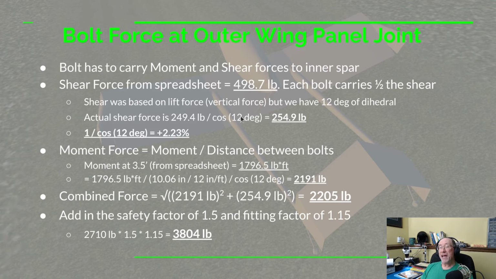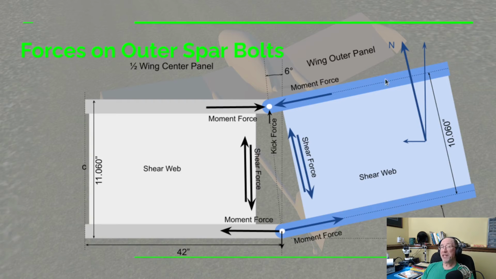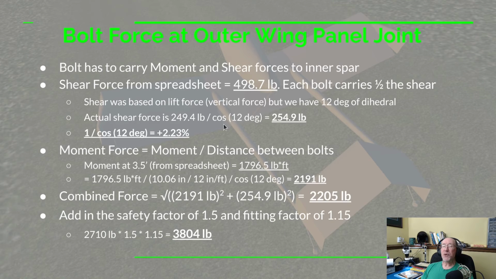And that's because we have quite a bit of dihedral on the outer wing panel. So that shear is calculated using lift, and that lift is straight up and down. But that shear really needs to be calculated normal or perpendicular to the axis of this wing panel out here. Now we have a 12-degree dihedral on this outer wing panel. So what we need to do is convert that vertical lift force over 12 degrees to this normal force. And that's what this cosine of 12 degrees does underneath here.